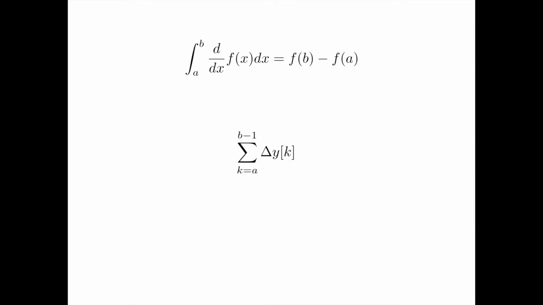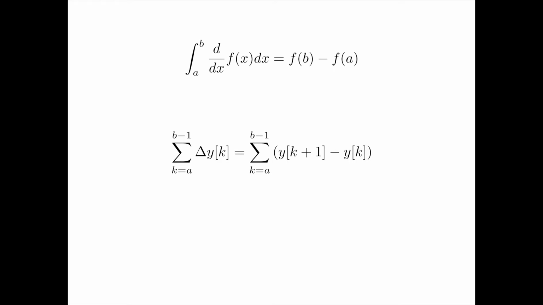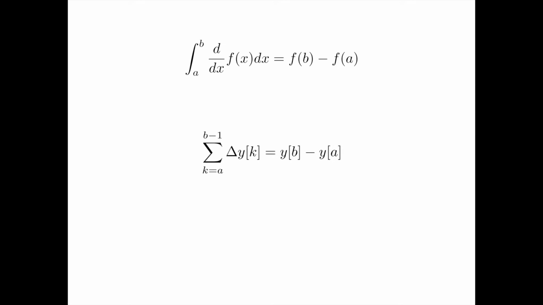Let's confirm this property by expanding out the definition of our forward difference operator. So first we'll break apart the sum, then we'll shift the indices of the first sum, then do some cancellation, and then finally, every term except the top term of the first sum and the bottom term of the second sum cancel out, so we end up with this. The sum from k equals a to b minus 1 of delta y of k is equal to y of b minus y of a. Awesome, that's exactly what we were hoping for.